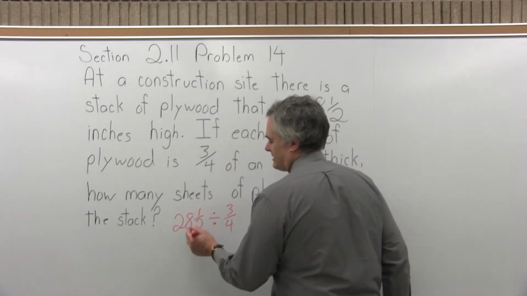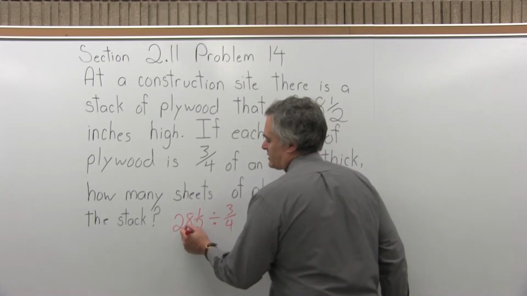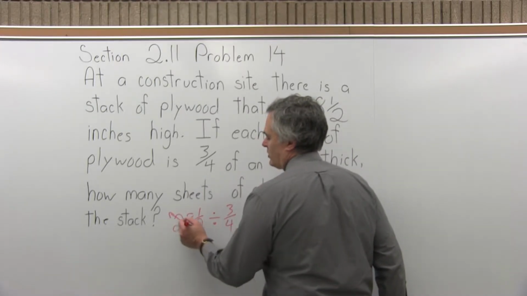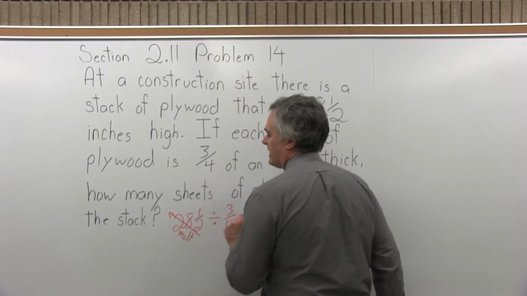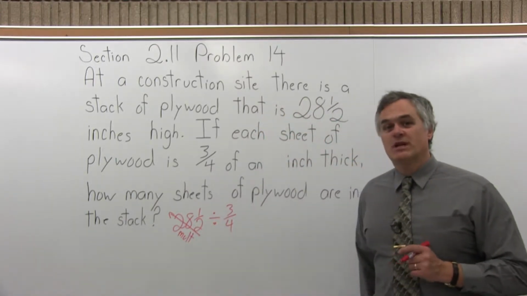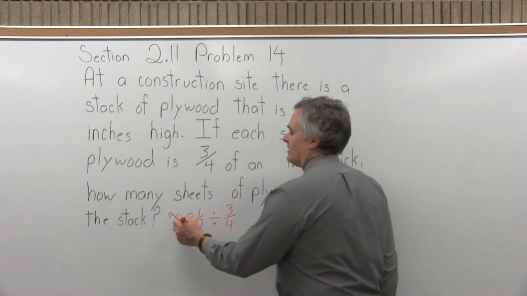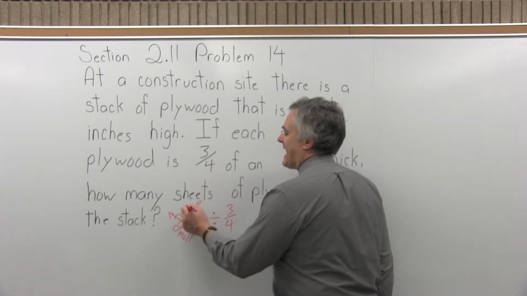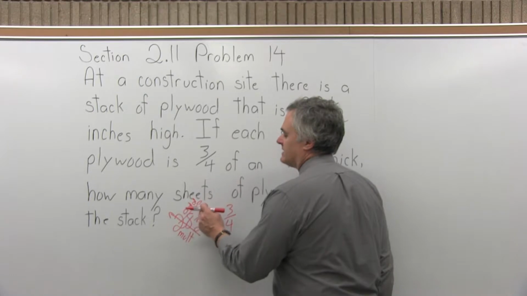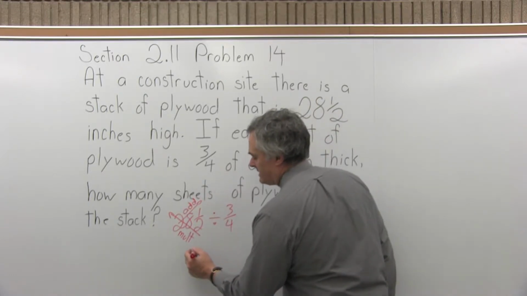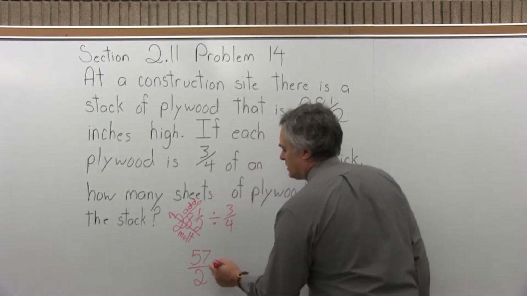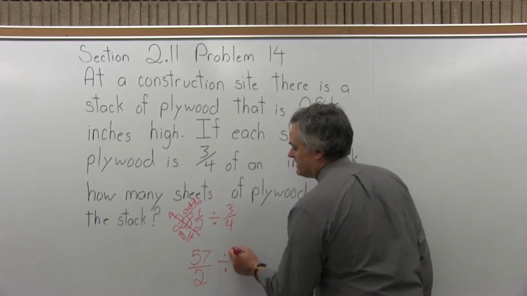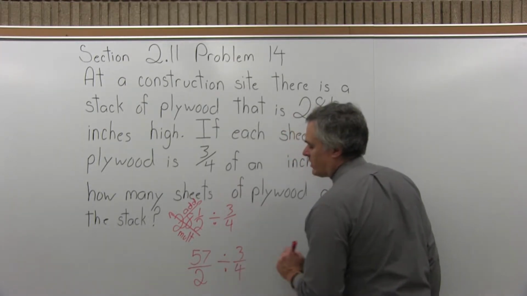Let's rewrite this. To make this an improper fraction, I'm going to multiply the denominator times the number in front. So I'm going to be multiplying 2 times 28. 2 times 28 is 56. I'll take that result of 56 and add to the numerator 56 plus 1 more. 56 plus 1 more is 57. The denominator stays the same. It was 2, it just stays 2. So now I've rewritten the problem as 57 halves divided by 3/4.